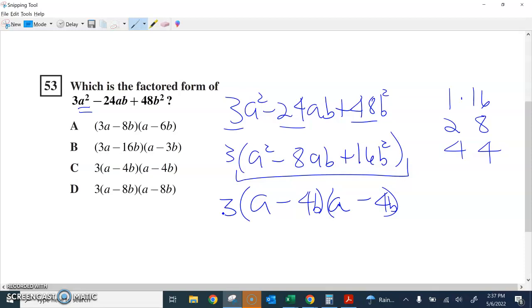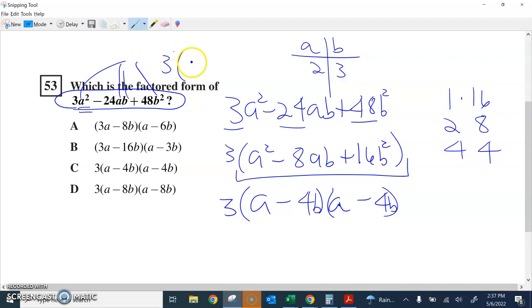One thing you can always do, if you're trying to match up something that's got variables in it to see if it's similar to something else, you can plug in numbers for a and b into the expressions over here and get a value. So if I was to do, say, 2 and 3, I would go 3 times a squared, which I'm picking is 2 squared, minus 24 times 2 times 3 plus 48 times b squared, which is 3 squared.